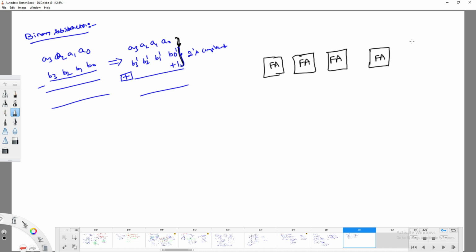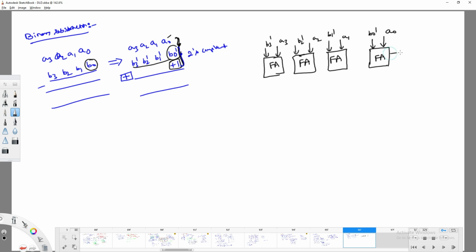Now for these full adders, I am going to give A0 as usual, A1 as usual, A2 as usual, and A3 as usual. But B0 should not be given. Instead, you have to give B0 bar, B1 bar, B2 bar, and B3 bar, meaning that I am representing its complement. For this, I am going to give plus 1 as input.